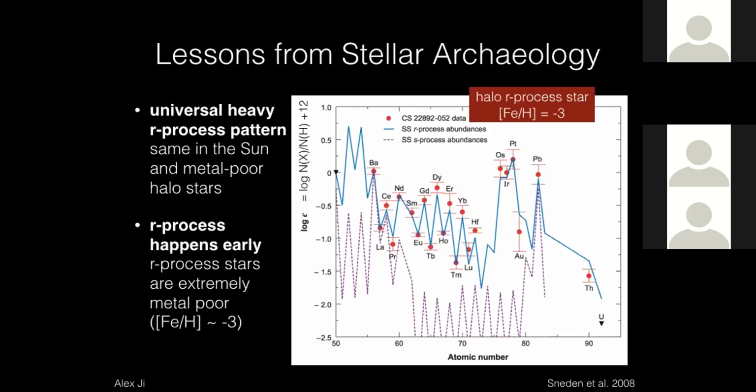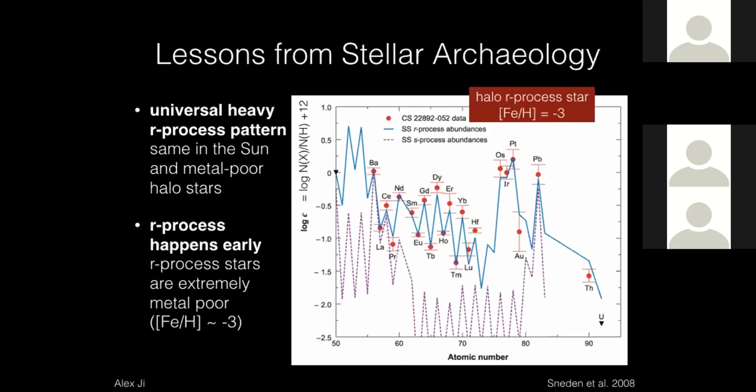So we go out and we measure the composition of all of these different elements in metal poor stars. And one example is here in red points. And you compare it to the R process pattern in the sun, which is what you get after you subtract off the S process. And it's just amazing to me that these things, which are happening billions of years apart, have very similar, basically identical patterns of these heavy elements from barium through the third peak.